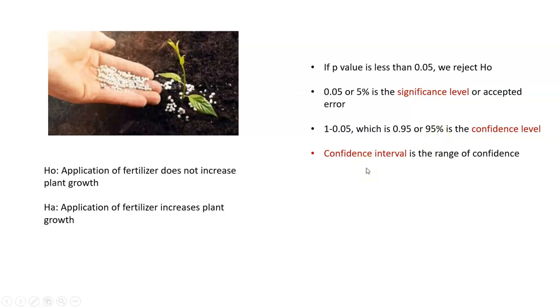Again, go back to the plant growth example. My confidence interval is what? 8 centimeter to 12 centimeter. Because I said I expect the plant growth to be at 10 centimeter plus or minus 2 centimeter, right? So my range is 8 to 12 centimeter. How confident am I that the plant growth will occur between 8 to 12? I am stating at 95%.